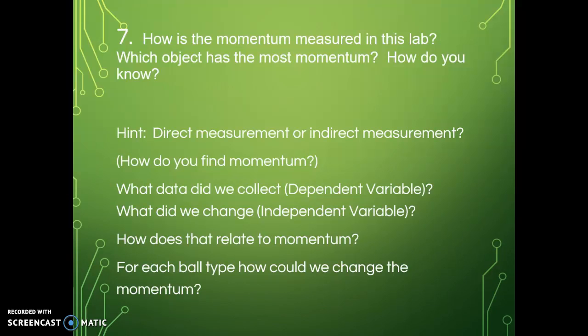What is our dependent variable? What is our independent variable? How does this relate to momentum? How, for each ball, how did we change the momentum? What did we do? So use that to help you figure out which object has the most momentum and how do you know?